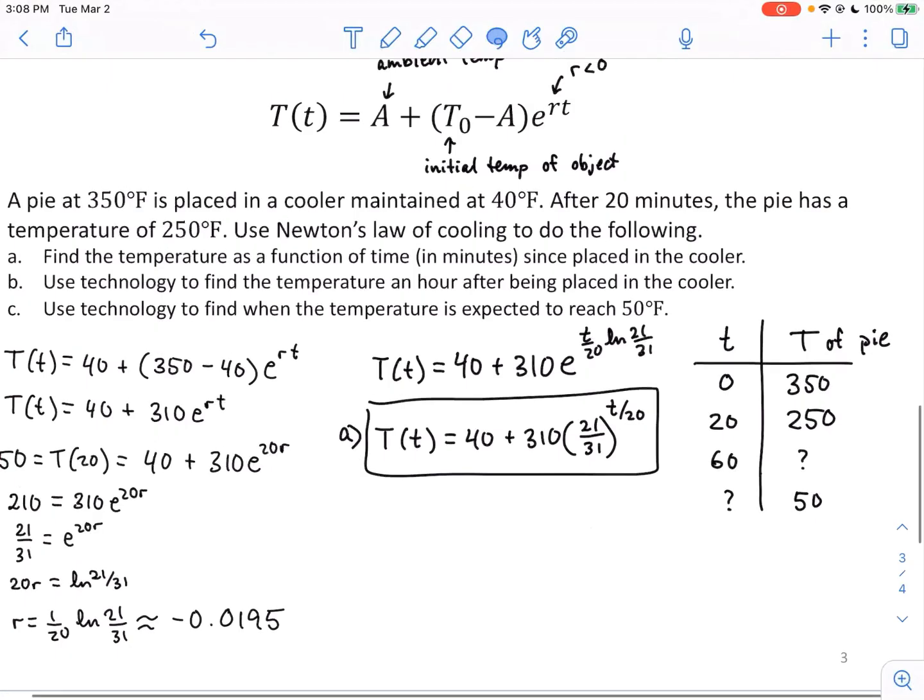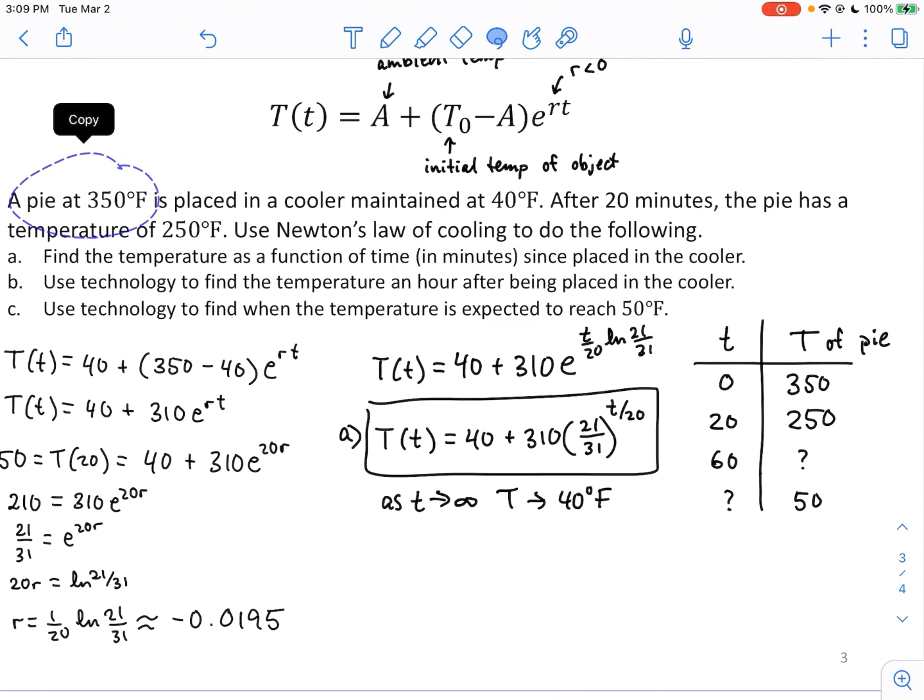The reason is because as t approaches infinity, this part of the equation will shrink to 0, leaving us just the 40. In other words, as t approaches infinity, the temperature approaches 40 degrees Fahrenheit. And that makes sense because you expect the temperature of the pie to get closer and closer to the temperature that's maintained inside the cooler. Now let's go ahead and answer questions B and C.